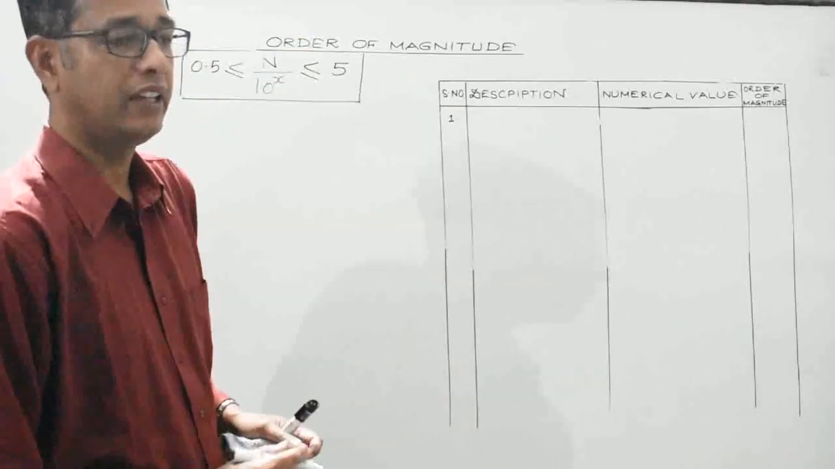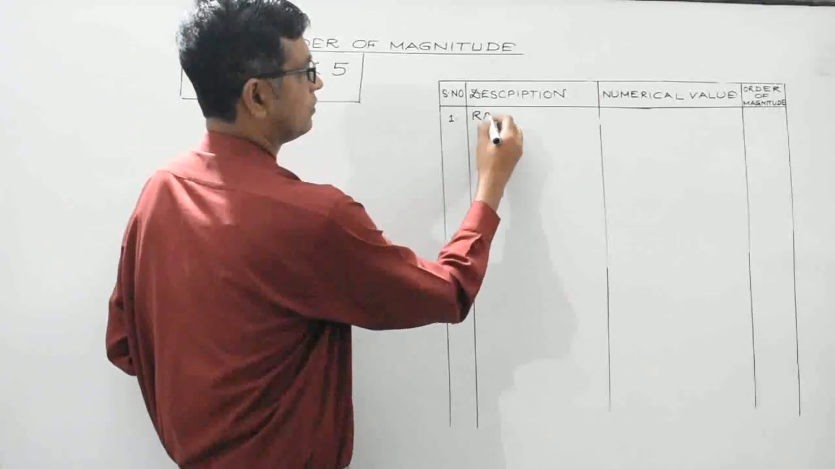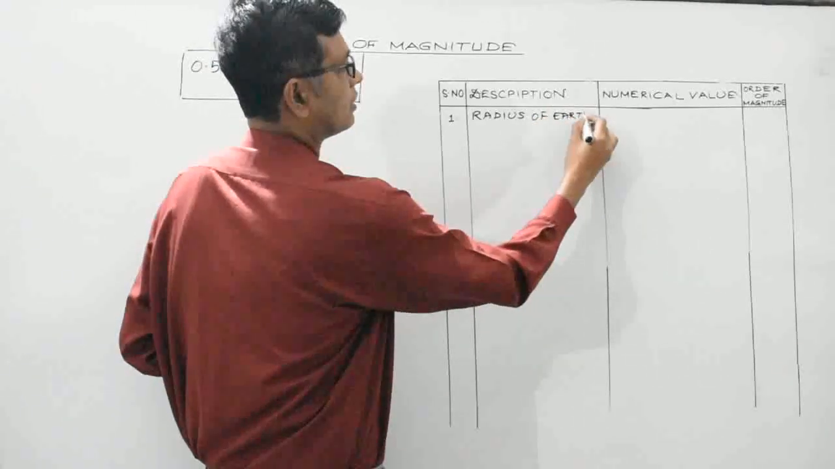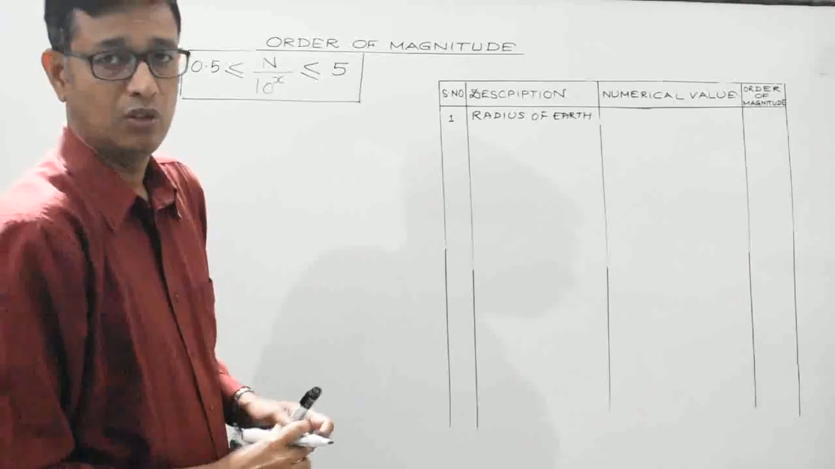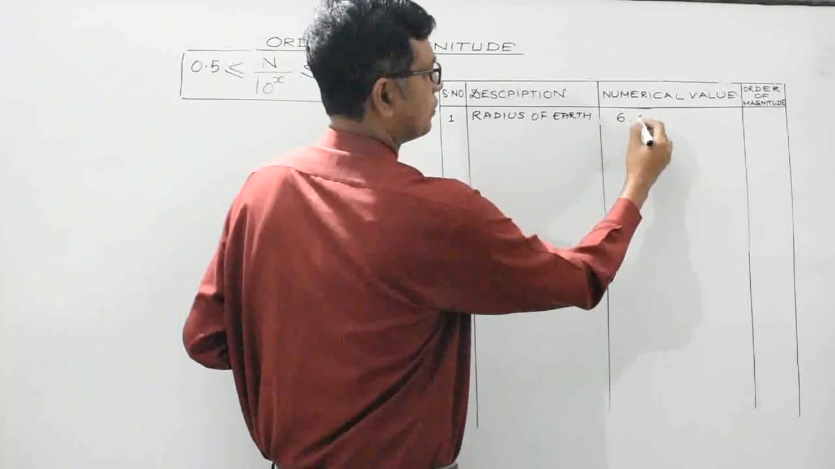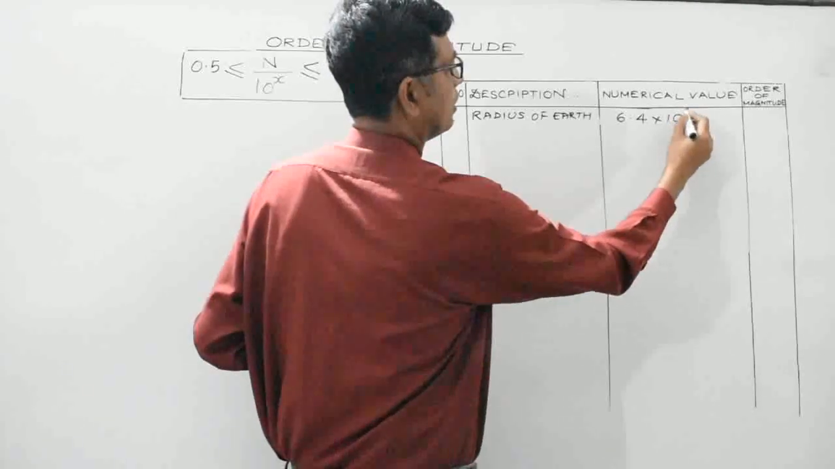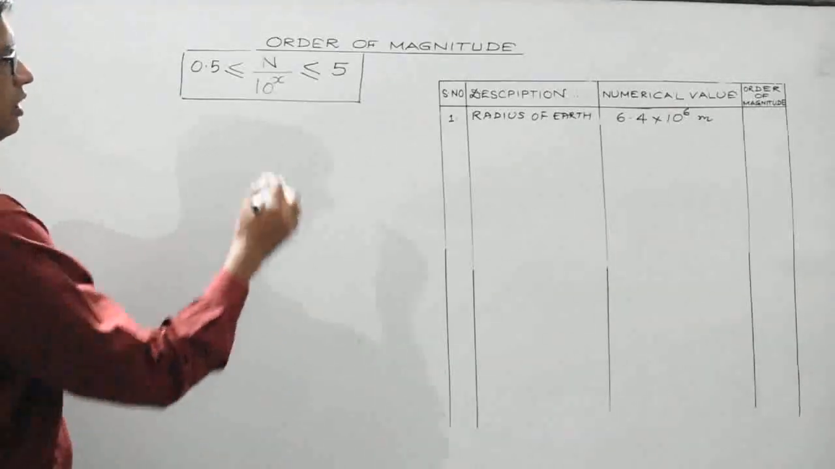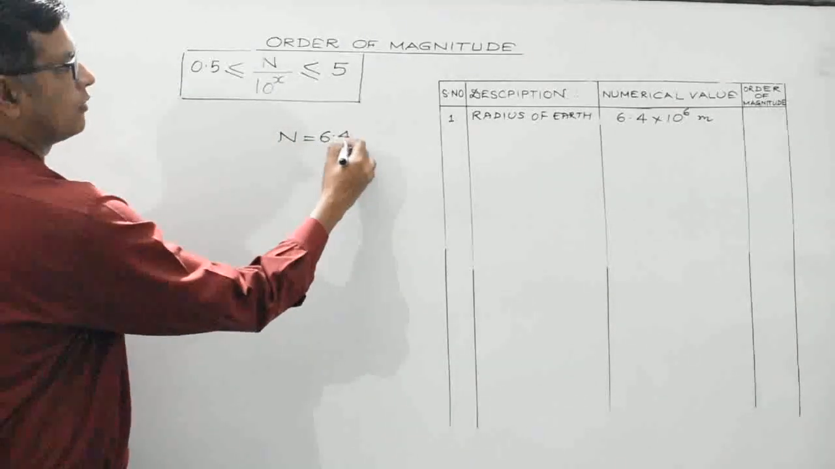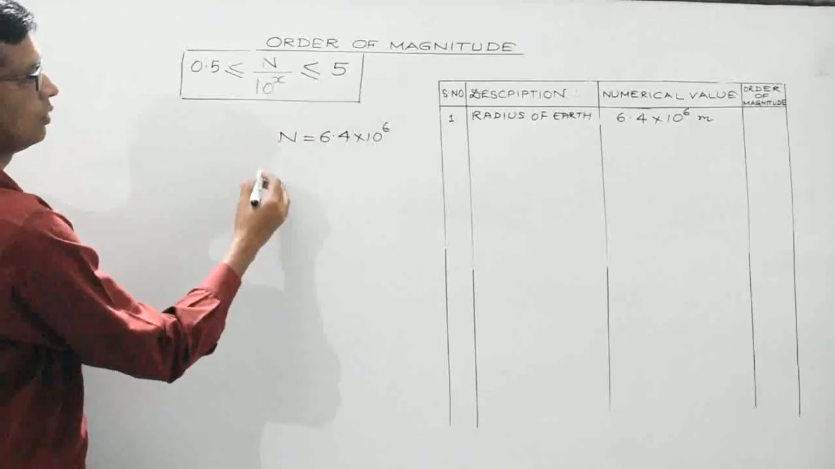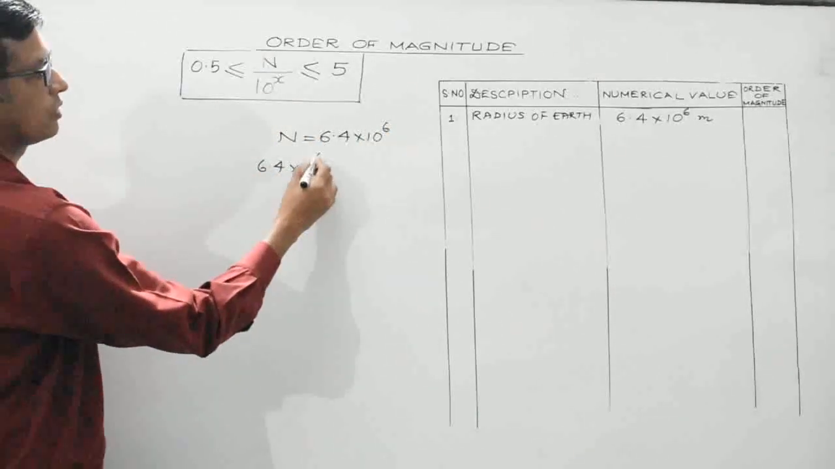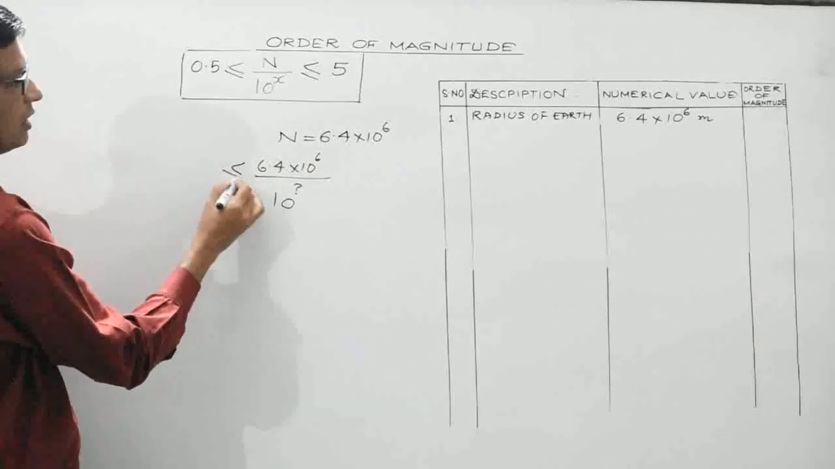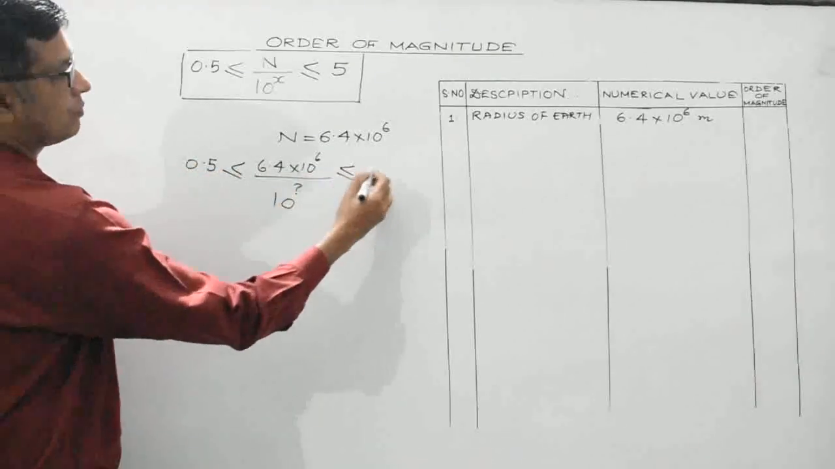Suppose we consider the case of the radius of Earth. It is 6400 kilometers, or in SI it is 6.4 into 10 raised to power 6 meters. So what will be its order of magnitude? Here n is 6.4 into 10 raised to power 6. What should be the value of x over here such that it satisfies this equation? Simple.